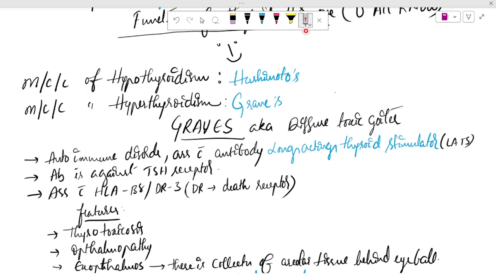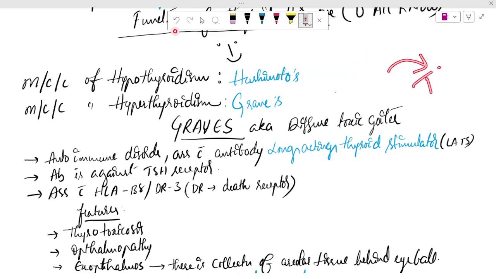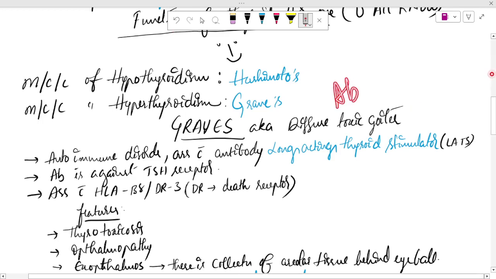Now, if an autoimmune disorder is producing antibody against our very own body tissues, then what is Graves' autoimmune disorder? In Graves', there is production of an antibody called LATS, long-acting thyroid stimulator. This antibody is released against the thyroid stimulating hormone receptor. This antibody goes and acts on the thyroid stimulating hormone receptor.